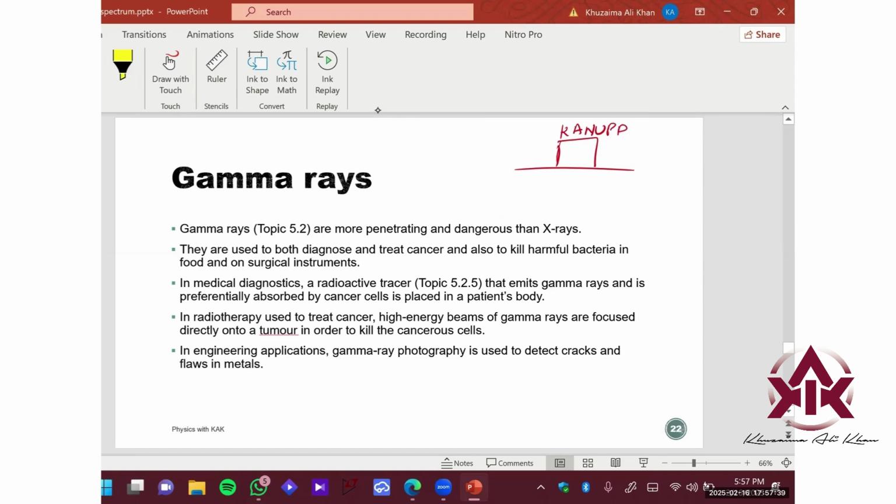So who has seen or gone across the CANUP power plant? Has anyone seen this? If yes, raise your hand. Anyone seen the power plant?